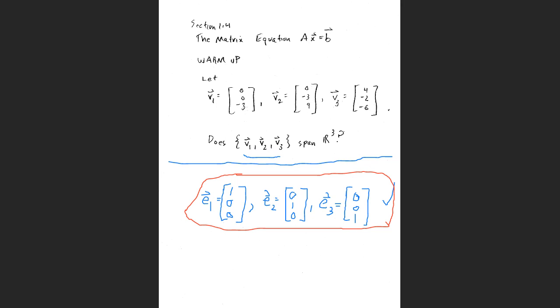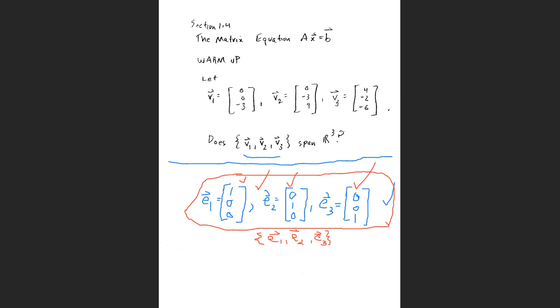And so does the set of vectors given by E1, E2, and E3 span R cubed? Okay, I'm getting some very quick yeses there. Benjamin and Haley say yes, and the answer is yes, because any vector in R cubed, in three-dimensional space, can be written as a linear combination of these three vectors. It's easy to see.